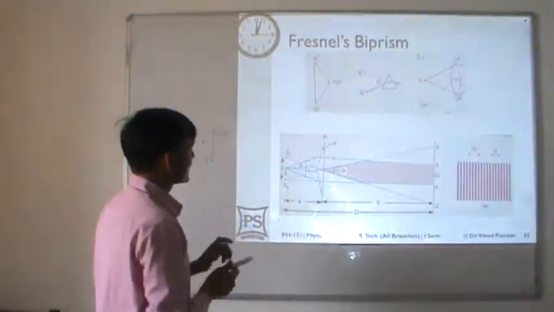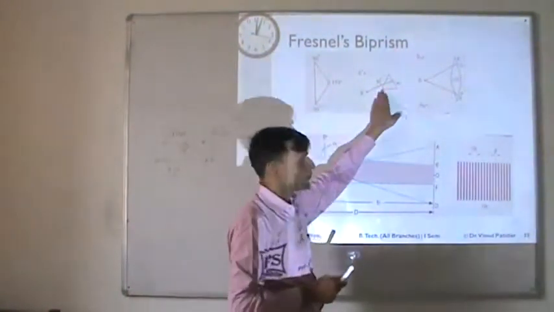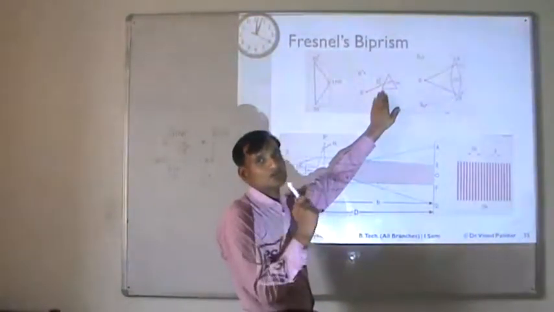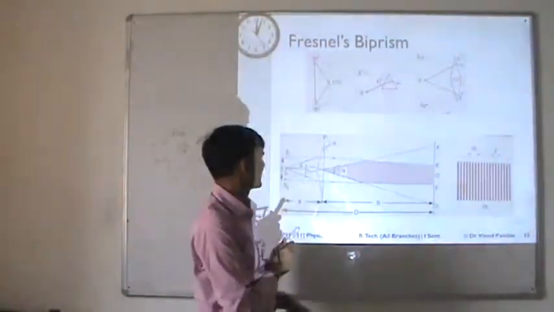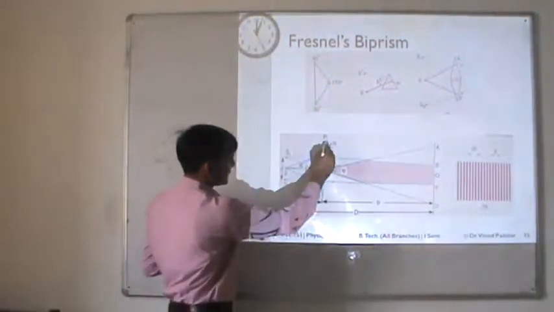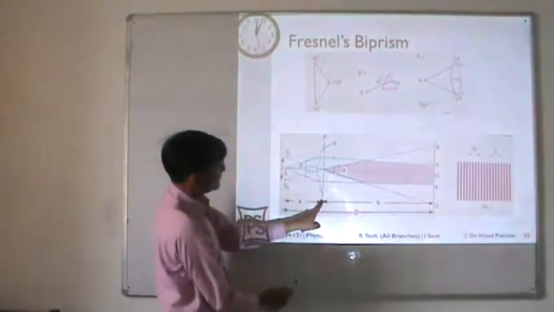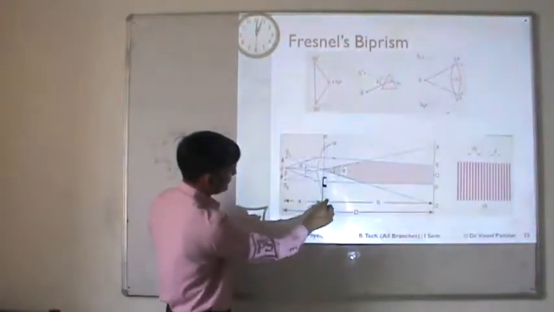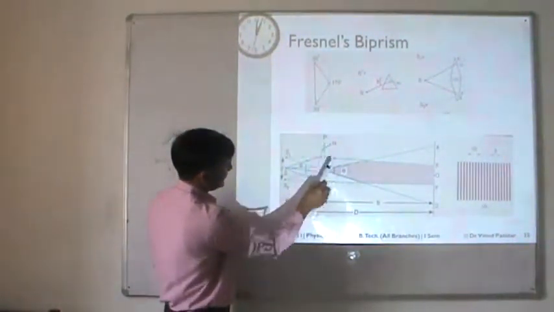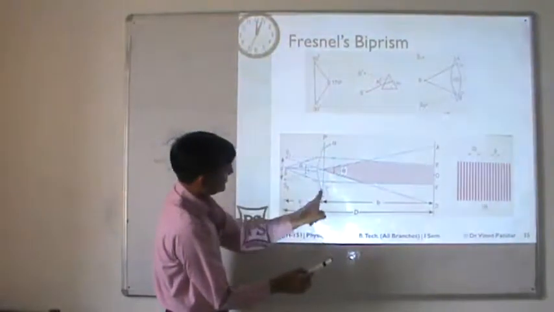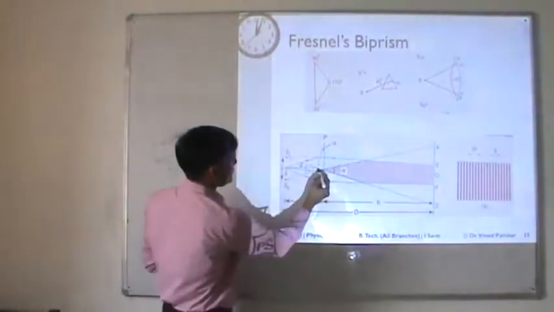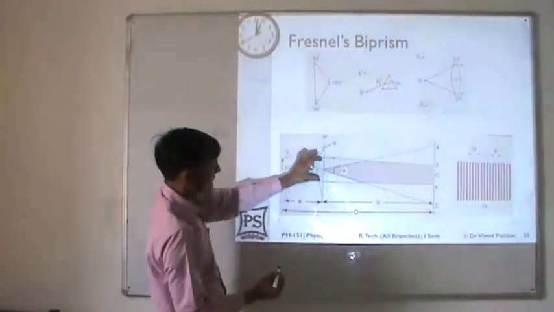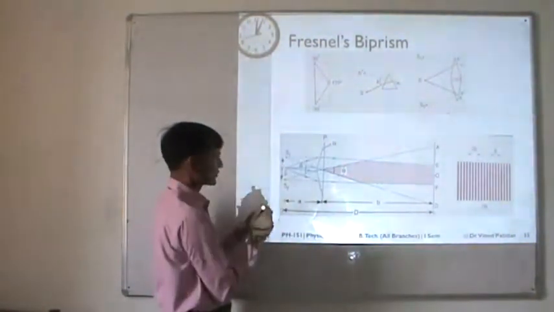Now the same concept will be used to understand how two coherent light sources will be generated with the help of Fresnel biprism. This is a diagram of the Fresnel biprism we have kept here. This is the plane surface, and these are the inclined surfaces. So you can divide this into two different prisms. This is one prism, this is another prism, and this is your source here.